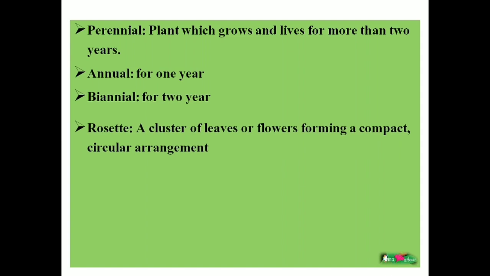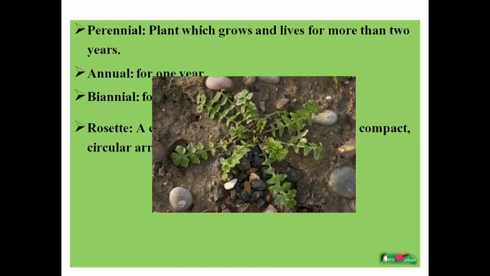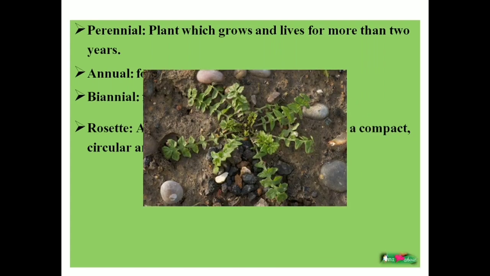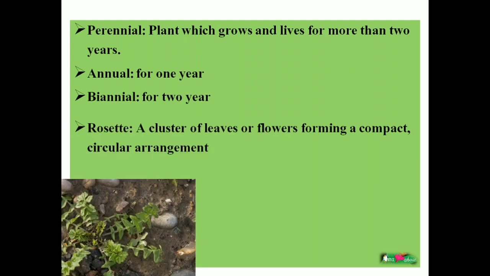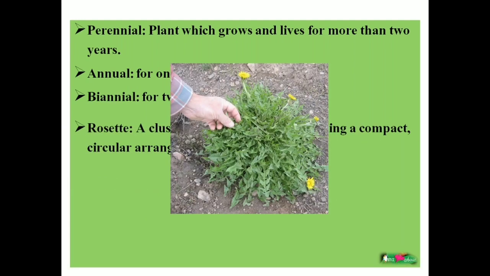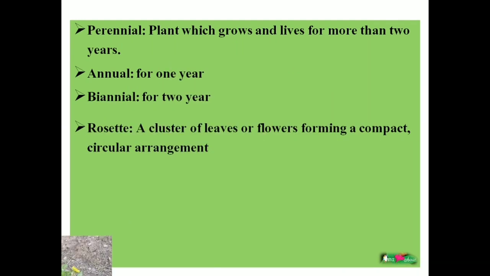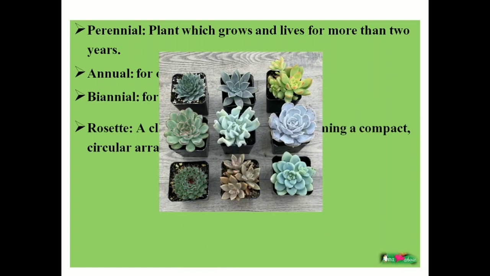Then rosette. You can read the definition: a cluster of leaves or flowers forming a compact circular arrangement. Most important thing here, the arrangement should be circular. You can see the picture here, the leaves are arranged in a circular motion. This one also. Next, all succulent plants also have a circular arrangement.